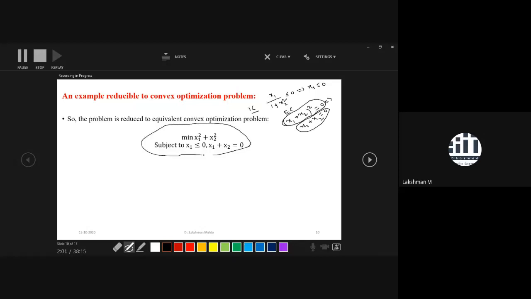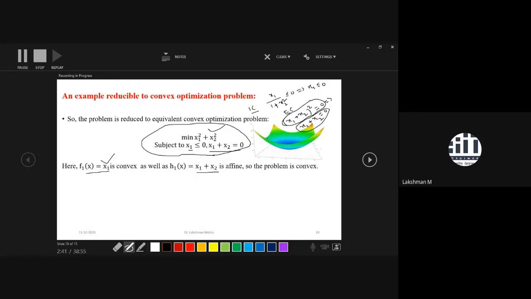Now come to see here. What is x1? First, you have already seen that x1 squared plus x2 squared is a convex function due to the second order characterization. Now coming to the inequality constraint, f1 of x has only one inequality constraint, which is equal to x1. So what does it define? It is a linear function. The linear function is always a convex function. Similarly, if you see the equality constraint, it is again talking about x1 plus x2. It is again an affine function. So that's why this problem is now a convex optimization problem.